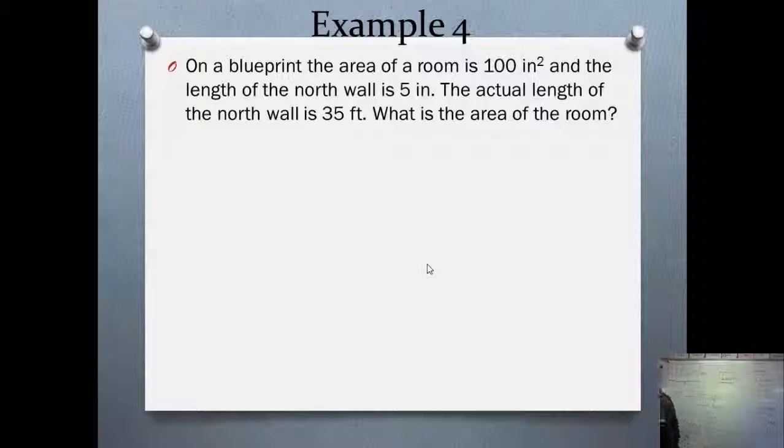All right, here we go again. Another word problem. On a blueprint, the area of a room is 100 inches squared, and the length of the north wall is 5 inches. The actual length in real life of the north wall is 35 feet. What is the area of the room?